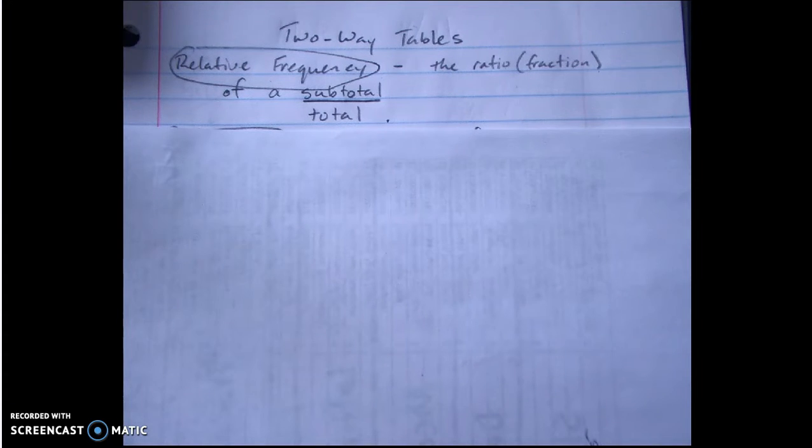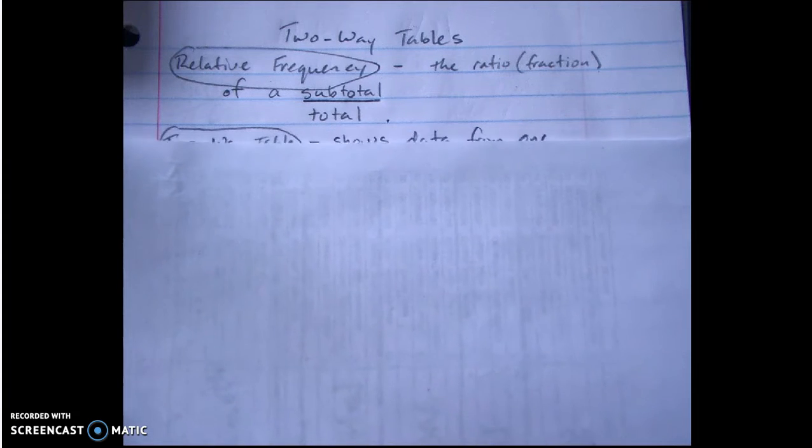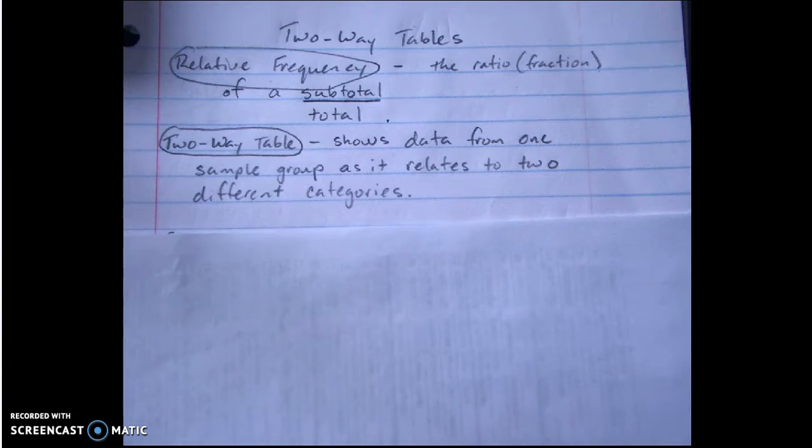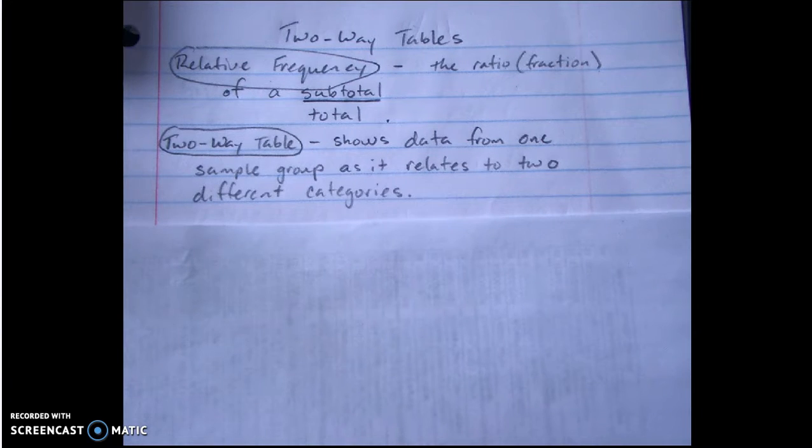Okay, that is one of the things we're going to use with these two-way tables. And you might be asking, what is a two-way table? Well, here is our definition of a two-way table. A two-way table shows data from one sample group as it relates to two different categories. Okay, and so we will be making a table.